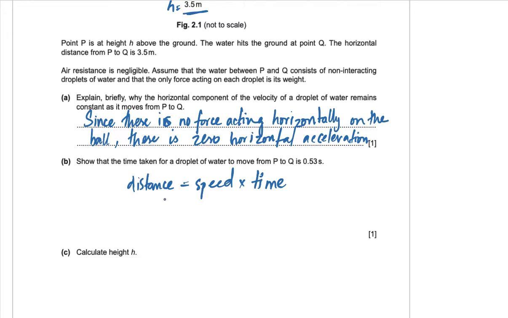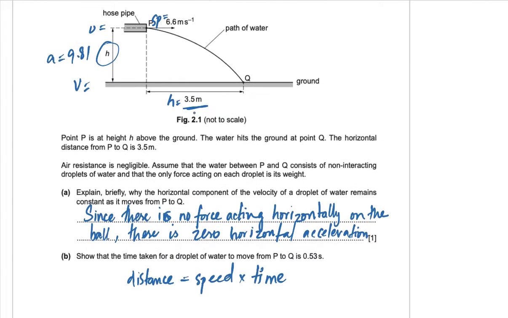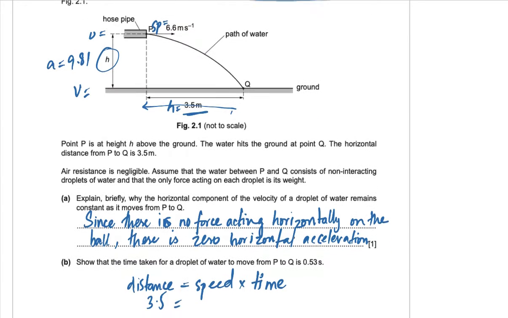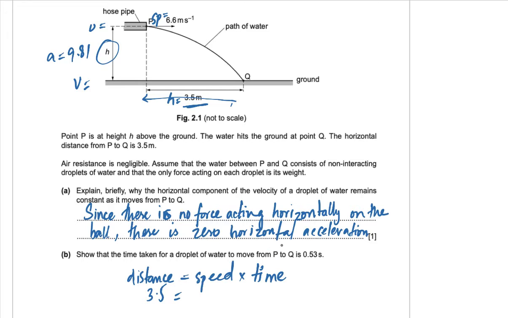So we are not supposed to use this formula for the vertical part of the projectile motion. The distance here is the horizontal distance that the water droplets from point P travel when they move towards point Q. So we must consider distance as 3.5. Speed here is the horizontal component of its speed, which is 6.6. They have also mentioned at the top that it starts traveling with a horizontal velocity of 6.6 meters per second, and as said here, it stays the same throughout.